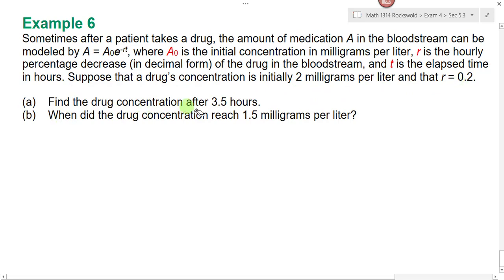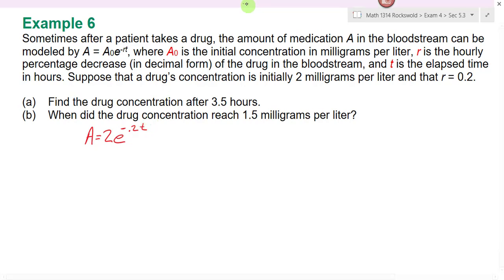Part A says find the drug concentration after 3.5 hours. The first thing we want to do is set up a formula that we'll use, and that formula is A equals, we need our initial amount, and for this we're told that our initial amount was 2 milligrams, e raised to the negative 0.2t, because r we were told is 0.2. This is the formula that we use.